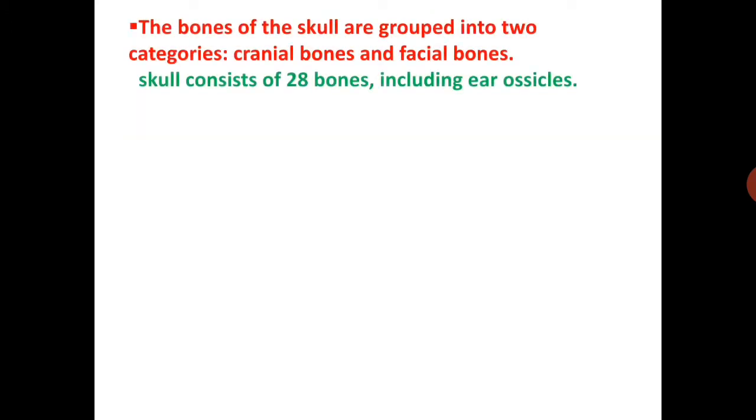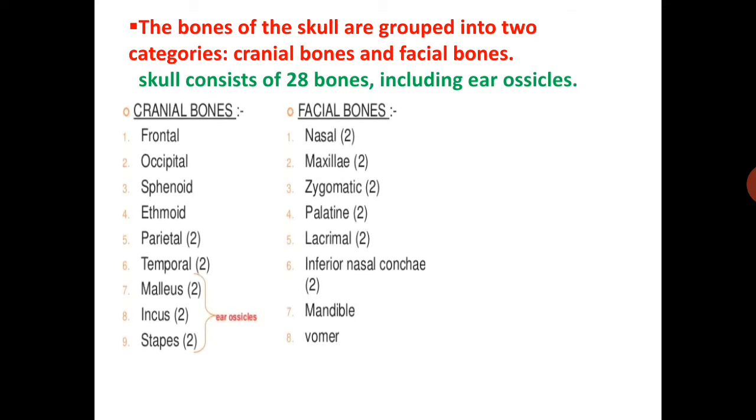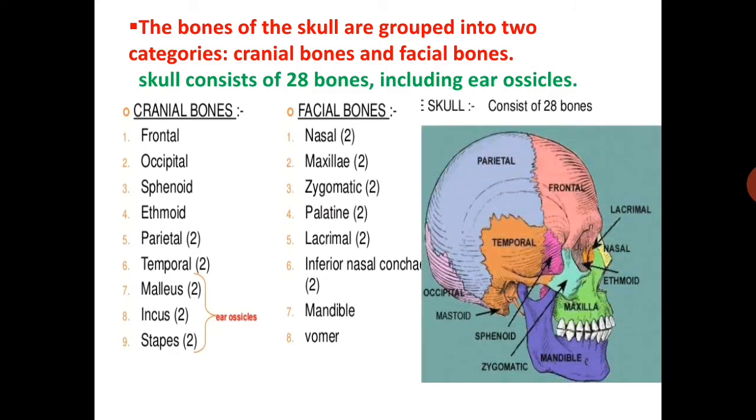The bones of the skull are usually grouped into two categories, cranial bones and facial bones. Usually a total of 28 bones are there along with the ear ossicles. If you remove the ear ossicles, there are 22 bones. The cranial bones are frontal, occipital, sphenoid, ethmoid, parietal, temporal, malleus, incus and stapes. The last ones, parietal, temporal, malleus, incus and stapes, are 2 in number. The malleus, incus and stapes are known as the ear ossicles.